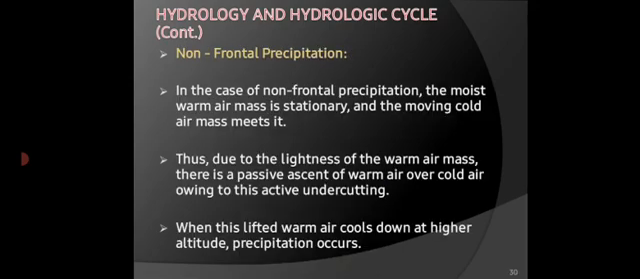Non-frontal precipitation. In the case of non-frontal precipitation, the moist warm air mass is stationary and the moving cold air mass meets it. Thus, due to the lightness of the warm air mass, there is a passive ascent of warm air over cold air, owing to this active undercutting. When this lifted warm air cools down at higher altitude, precipitation occurs.